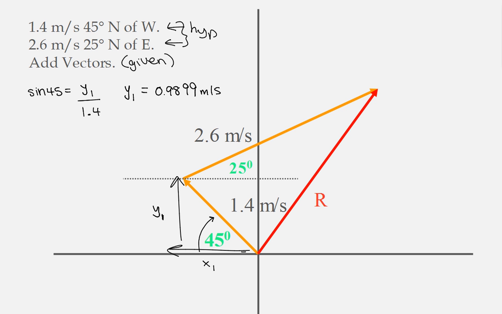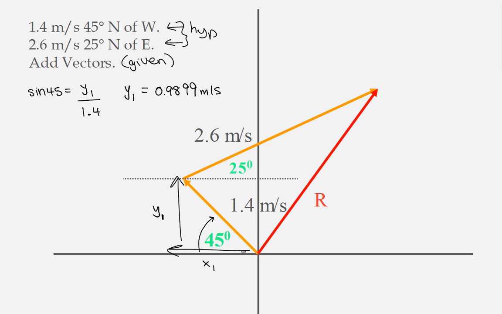Okay, let's go find x1. x1 should be the exact same. Why should x1 be the same as y1? Yeah, there is a right angle down in this corner. If that's 45, what does it make this? And then it's isosceles. So x1 is the same as y1.